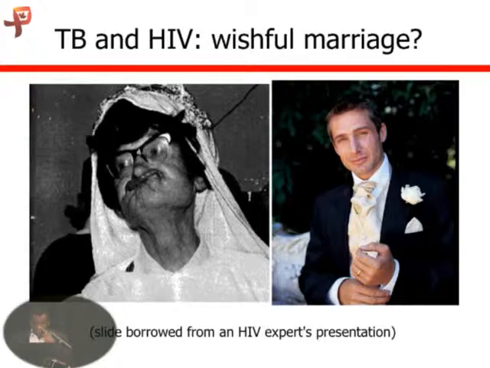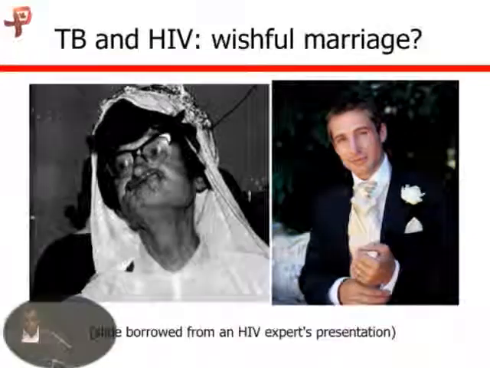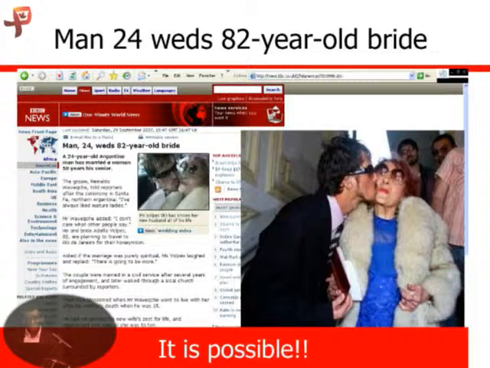And some people actually say we are probably thinking of a wishful marriage. And you can surmise which one is TB and who is HIV here. I actually borrowed the slide from an HIV expert presentation. And this is a true story from the BBC, where a man aged 24 weds an 82-year-old bride. And don't ask me how long they stayed, but at least it is possible.